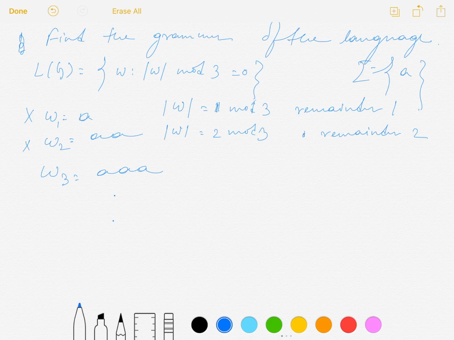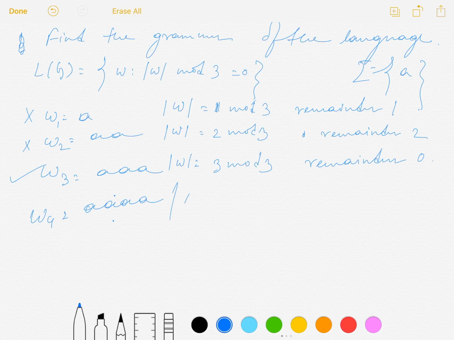So this string is also not accepted by this language, and if I consider mod omega equal to 3, and 3 mod 3, what should be the remainder? If I divide 3 by 3, the remainder will be 0. So this will be accepted. It is very simple, that means if the number of a is 3, it will be accepted. If the number of a is 4, in that case what should be my remainder?